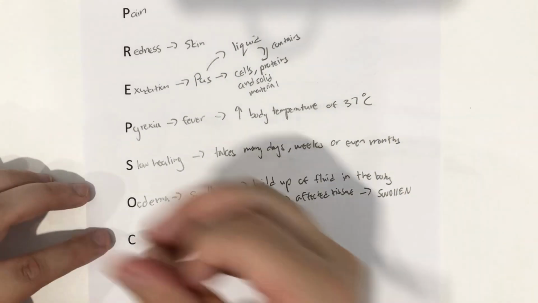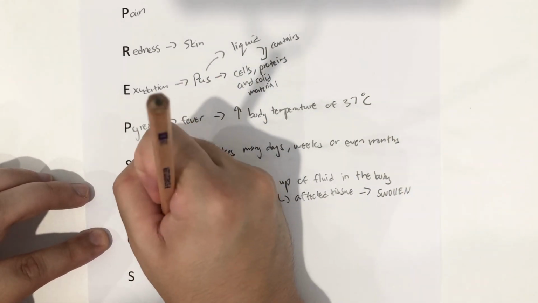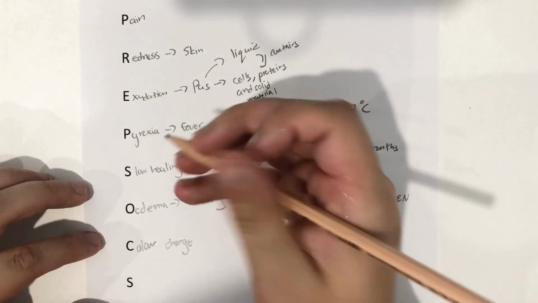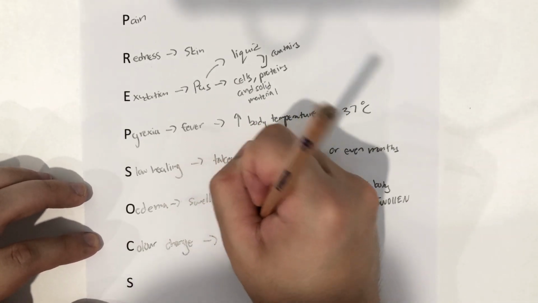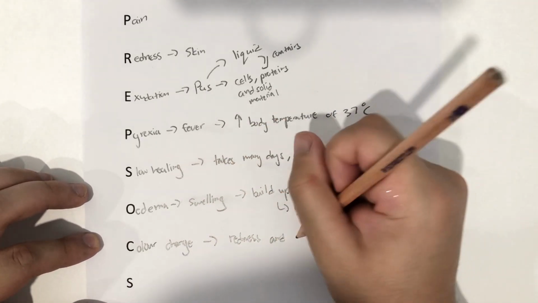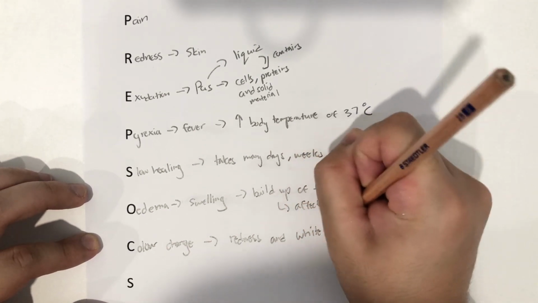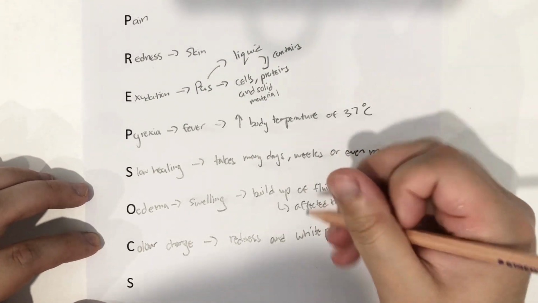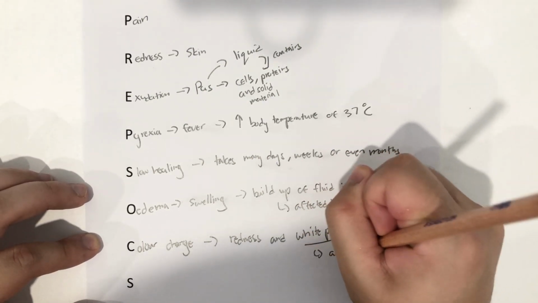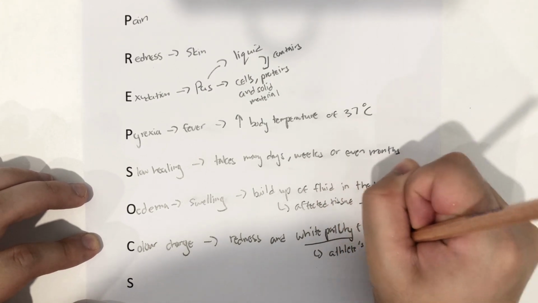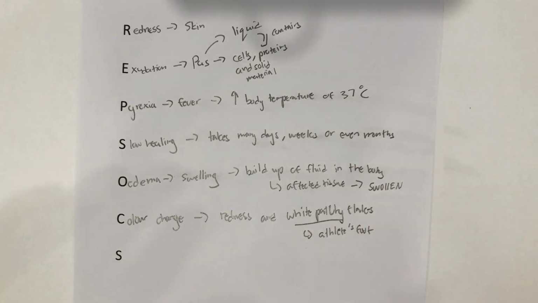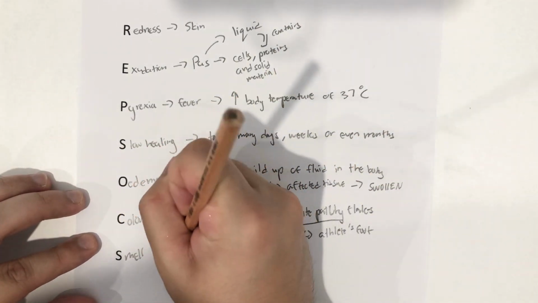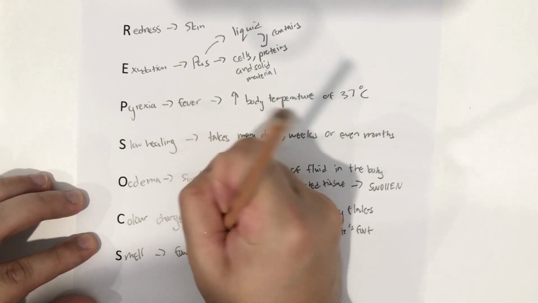Okay, you've got color change as well. Now we've just mentioned color change here, redness, but it can do redness and white patchy flakes, which you can commonly find in athlete's foot. Okay. And last but certainly not least is smell. So you'd find a foul smell coming from the infected foot.